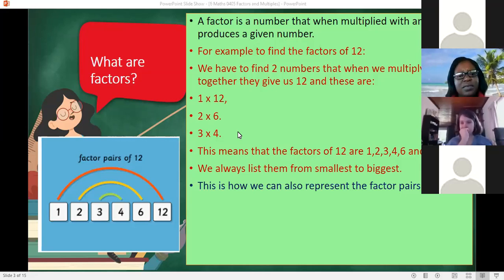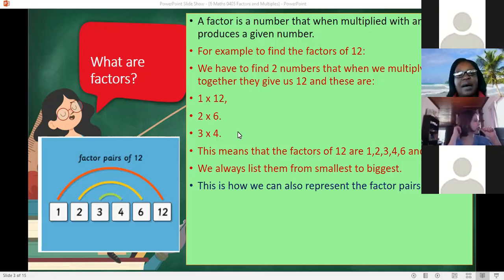And when you count in fours, do you say 12? So we say 4, 8, 12, which means 4 is also a factor. When you count in fives, do we say 12? Because it's 5, 10, 15. So 5 cannot be a factor of 12. And then in 6 we say 6, 12, you see.